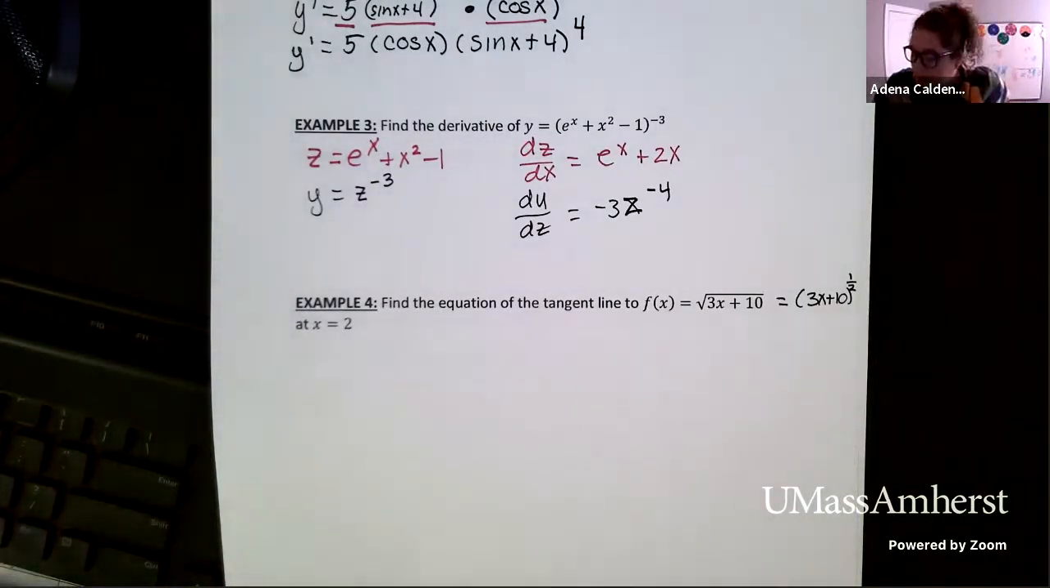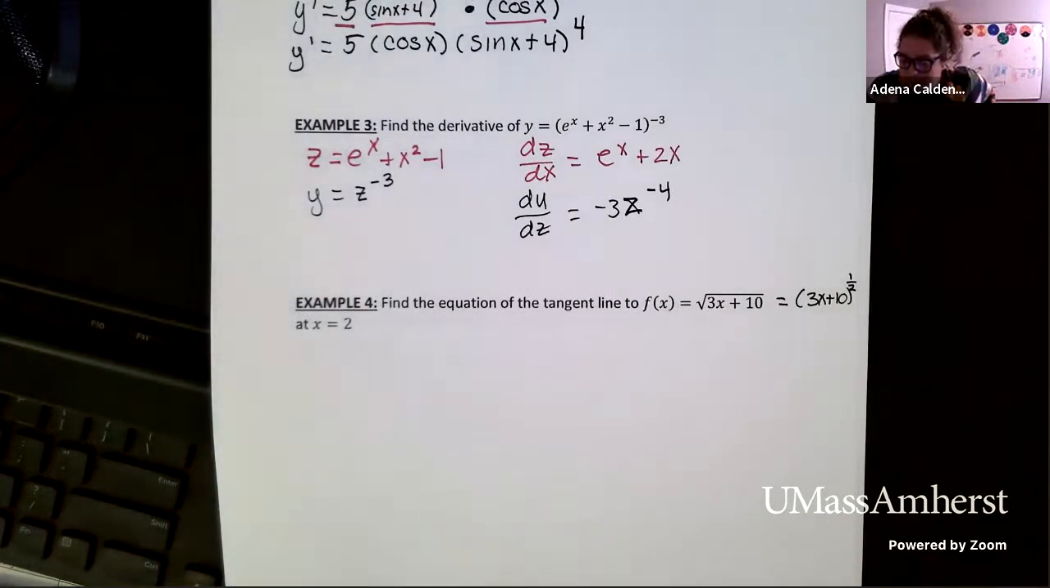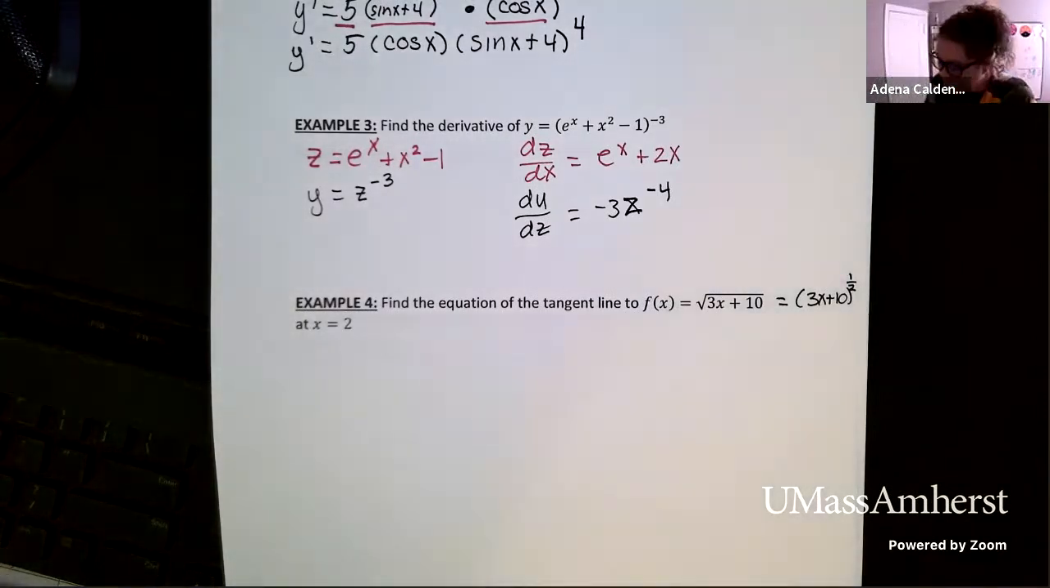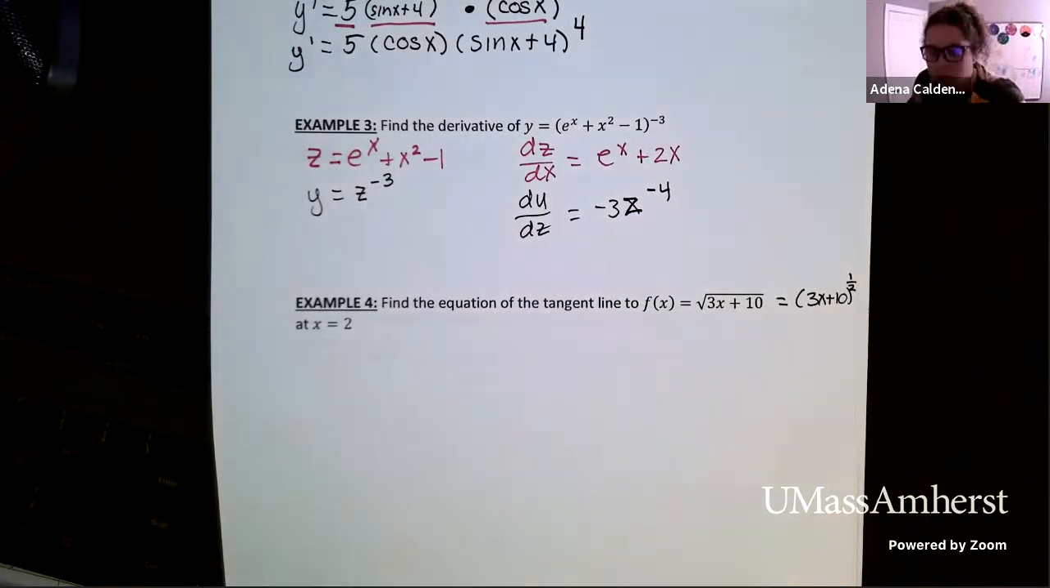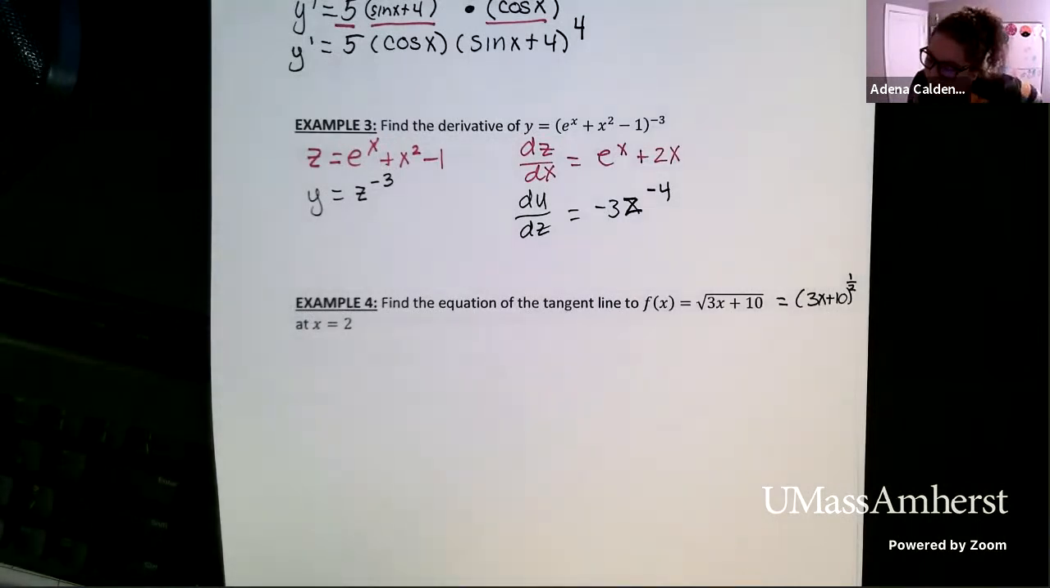All right. So starting with example 3, this time I'm going to do it with a z substitution just to go back and forth. Again, if you did it the other way, you should still end up with the same thing at the end. So if we're going to set it up as a z substitution, again, our z is whatever is in the base, which here is what's in the parentheses. So that's e to the x plus x squared minus 1.